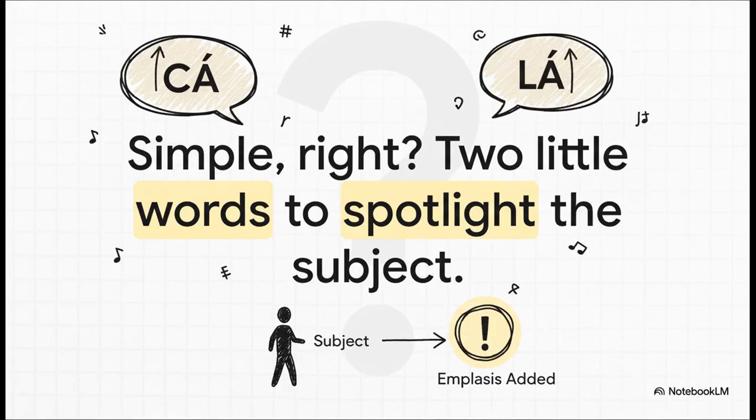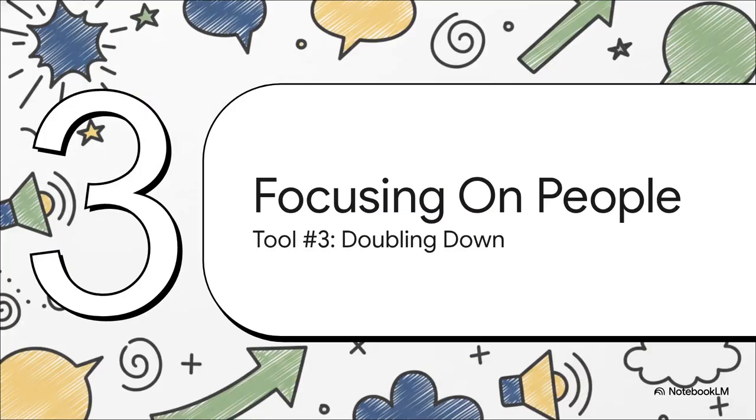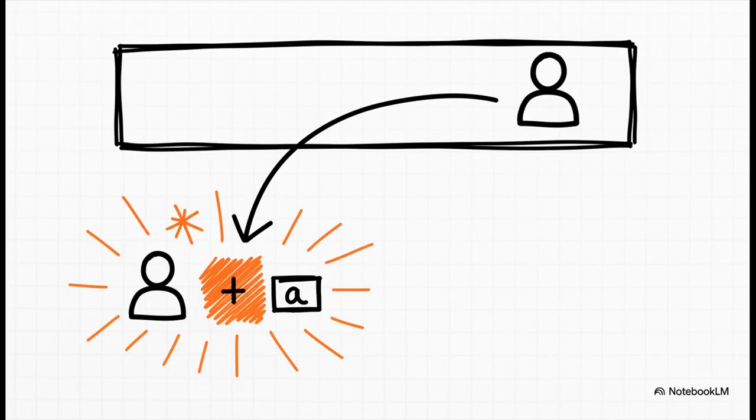Time for our final tool. Okay, our third and final tool is all about doubling down on the people who are on the receiving end of an action. The objects of the sentence. This is what you use when you really, really want to stress who is affected by something. So the trick here is basically repetition for effect. You say the object pronoun where it normally goes, but then you also add it to the beginning of the sentence with the preposition a, just to really hammer the point home.